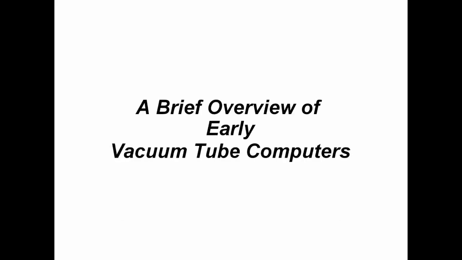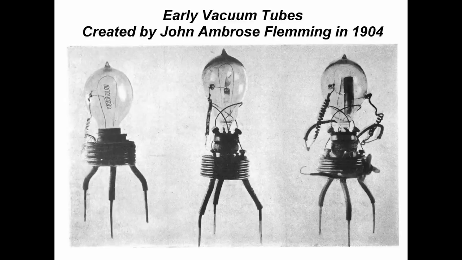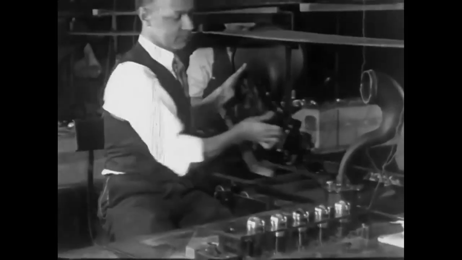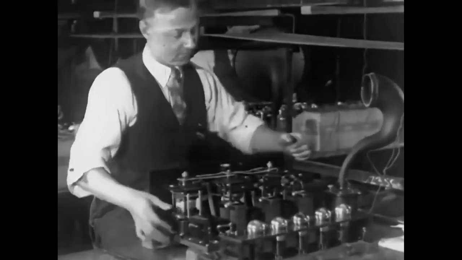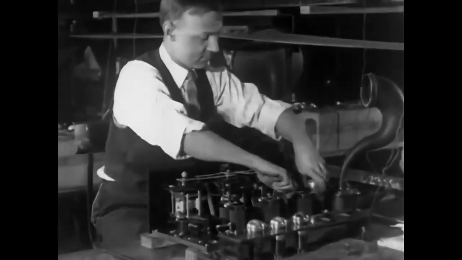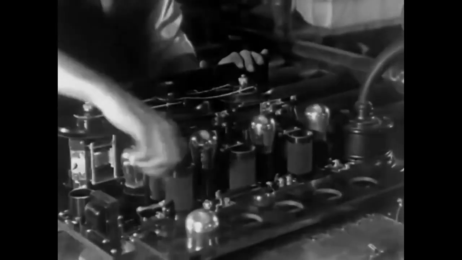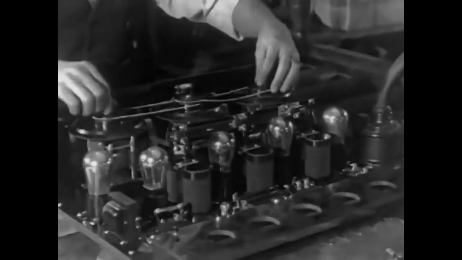A brief overview of early vacuum tube computers. Although the vacuum tube was first invented in 1904, it was not widely used until around 1910. Broadly used in radio, vacuum tube usage increased dramatically during World War II, as radio transmission, radar, and other military uses greatly increased the need for even better and more reliable tubes.